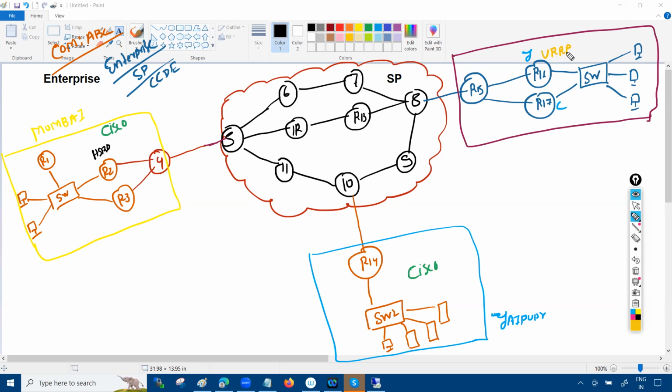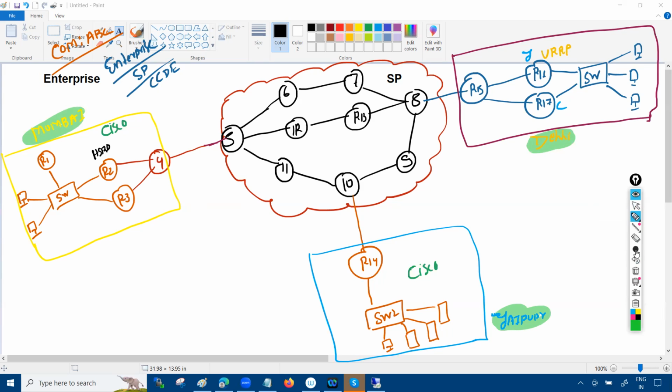Now, understand this point, it is very, very important for you guys. Within the company, if you see this location, this is the Mumbai location, this is the Jaipur, and this is the Delhi. Let me highlight this one. So this is the Delhi, this is the Jaipur, and this is the Mumbai location.